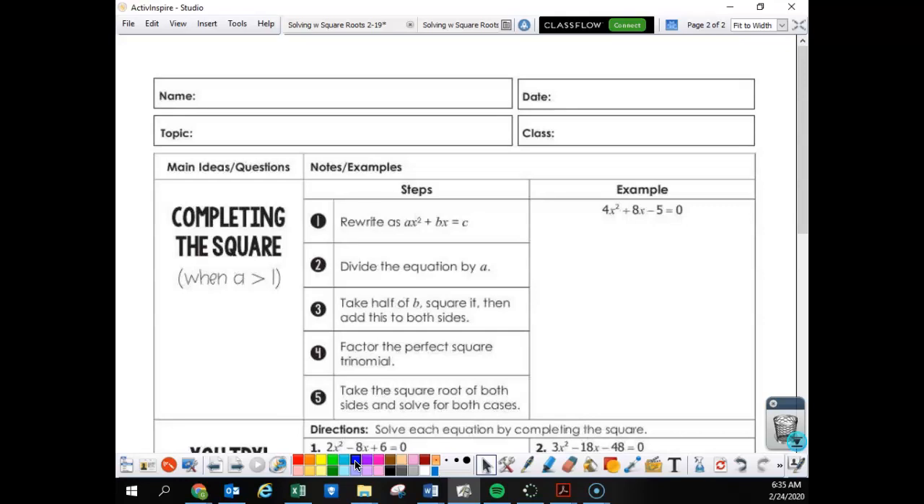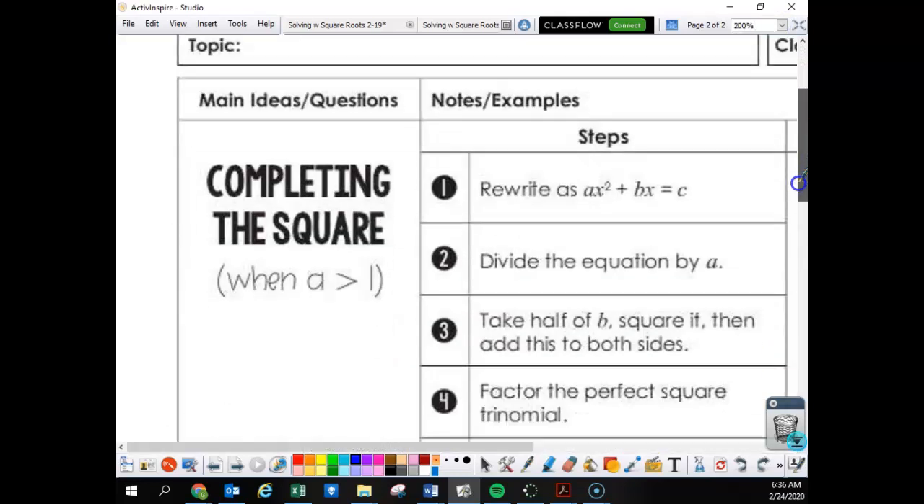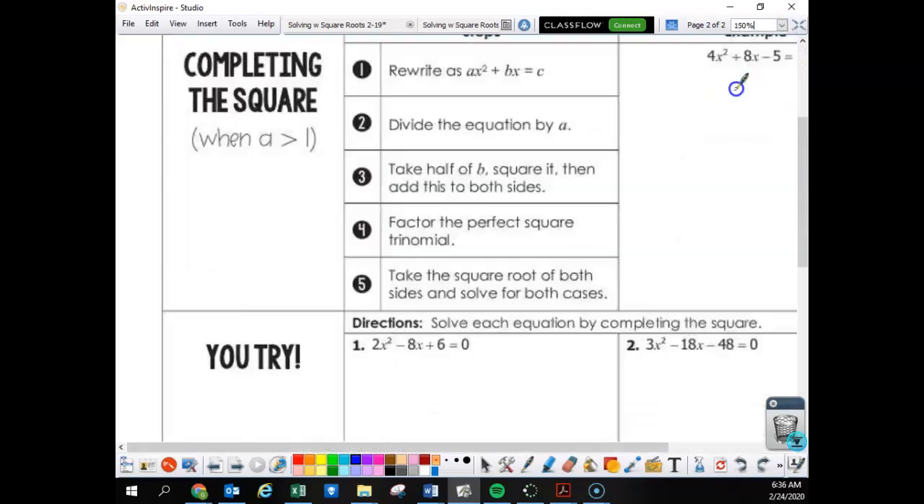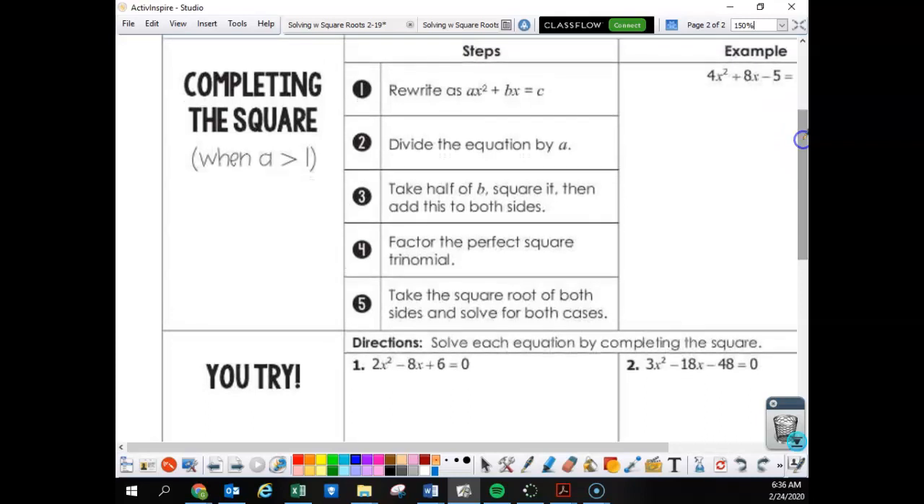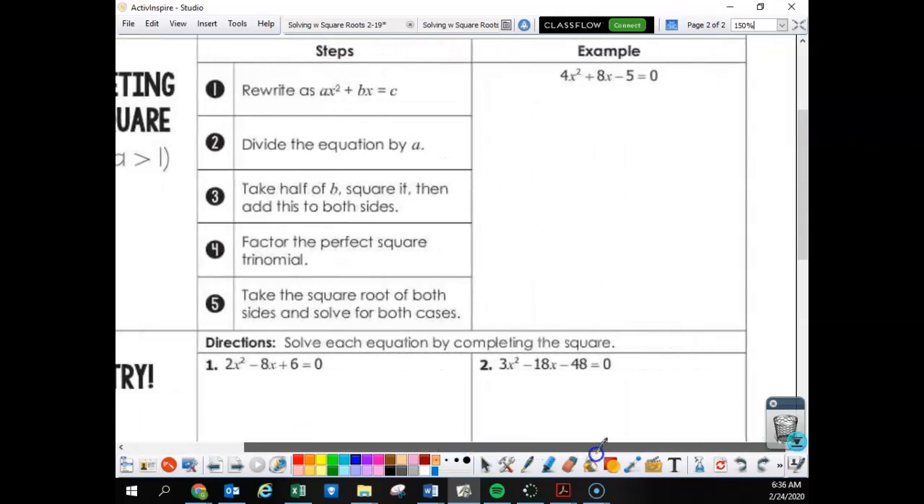Now, if you remember, we would rewrite it as ax squared plus bx equals c. So this is still the same thing. So this positive 5, we're going to move it to the other side. So that minus 5 is going to go to the other side. So we're going to add 5 to both sides. So this is going to be 4x squared plus 8x equals 5.